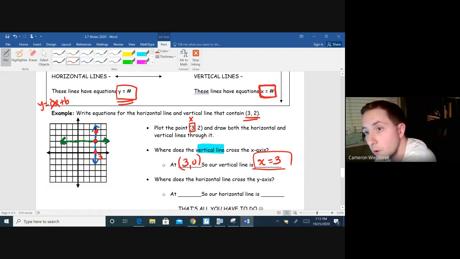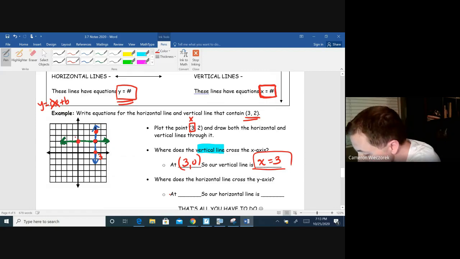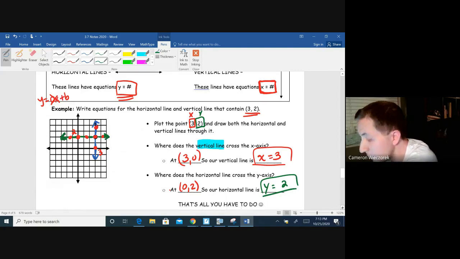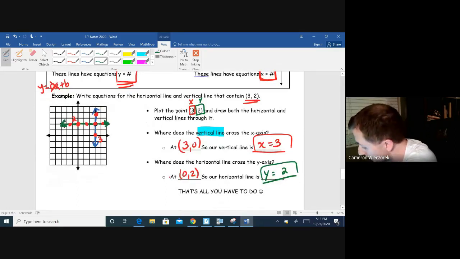Likewise for the horizontal line, you want to look at where it crosses the y-axis. This one crosses at 2. And notice any point I plot on that green line has a height of 2. So it crosses at 0, 2. For a horizontal line, just look at the y value. The y value at that point is 2. So my horizontal line would be y equals 2. Whatever ordered pair they give you, it's giving you the clues for what number is going to become part of your horizontal and your vertical line.